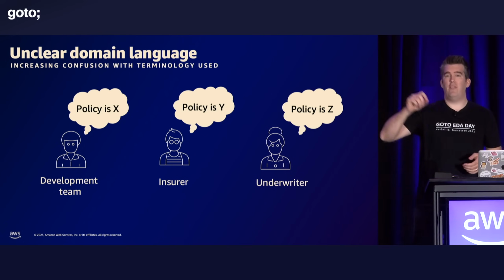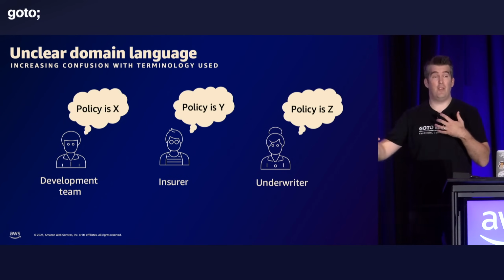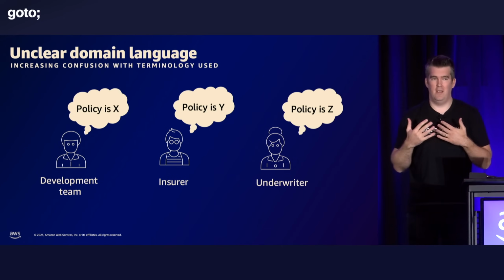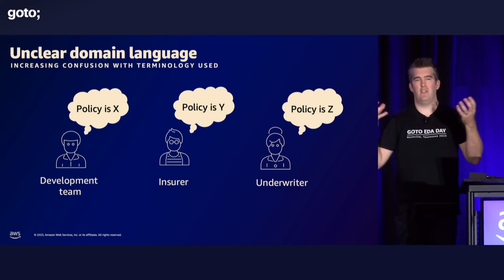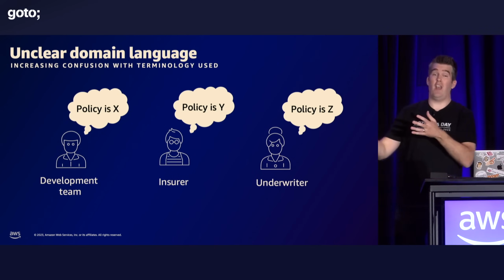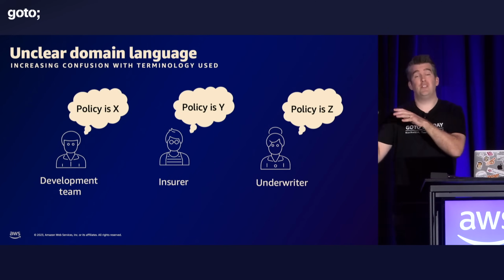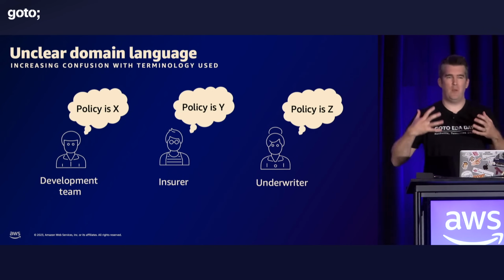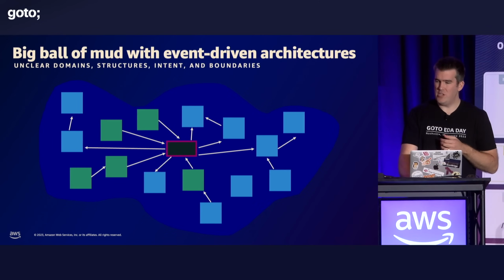Now, when we integrate with the insurer, they say, no, hang on, the policy is something completely different. The policy belongs to us, and the user happens to be part of that policy. So completely different languages here, but we're using events to communicate with each other. And the underwriter actually comes along and says, no, no, no, you got it all wrong. The policy is something completely different. So through this implementation-first phase, we start to have this mess of unclear information.